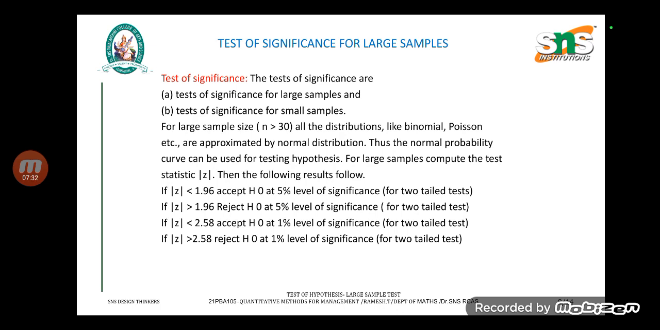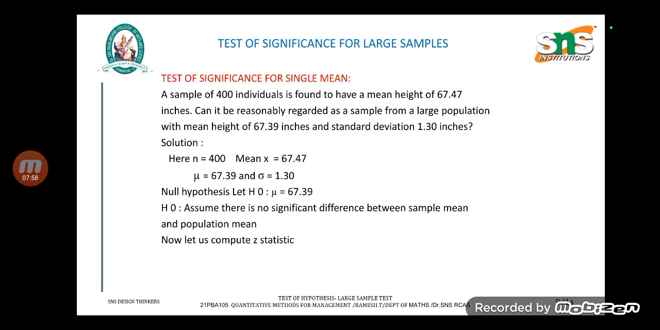For large samples, we compute the test statistic Z, and the result is as follows. If the calculated value is less than 1.96, we accept H0 at the 5% level of significance. If the calculated value is greater than 1.96 at the 5% level, we reject the null hypothesis. If the calculated value is less than 2.58 at the 1% level, we accept the null hypothesis. If the calculated value is greater than 2.58, we reject the null hypothesis at the 1% level of significance.